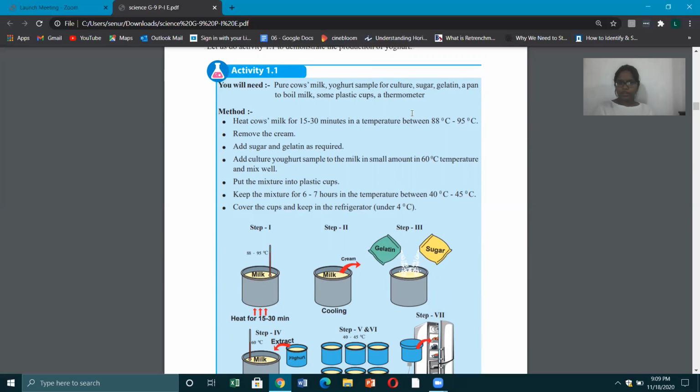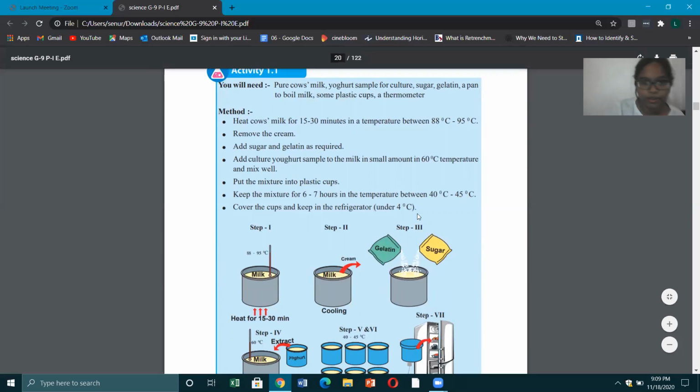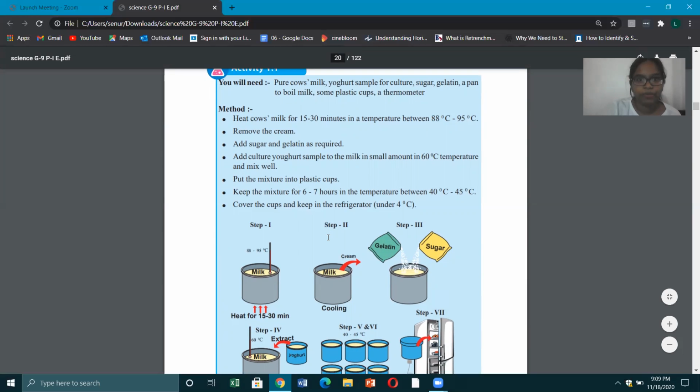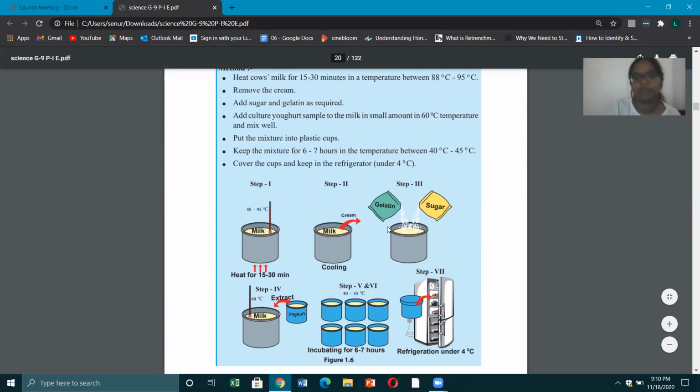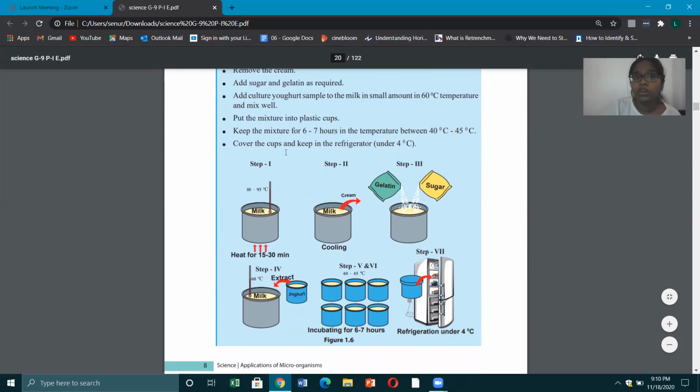Okay, what are you going to do first? First, you're going to heat the cow's milk for 15 to 30 minutes in a temperature between 88 degrees Celsius and 95 degrees Celsius. First, you boil it, you heat it, and then you remove the cream. Then you add sugar and gelatin, like the picture shows. Then you add a culture yogurt sample, a previously made one, in small amount at 60 degrees Celsius temperature and mix well.